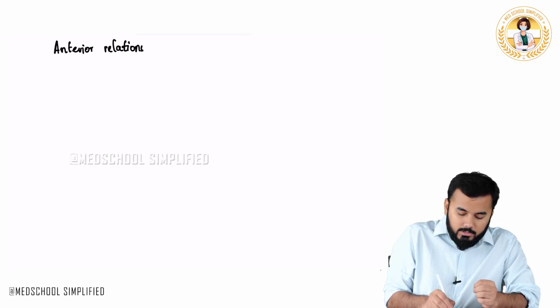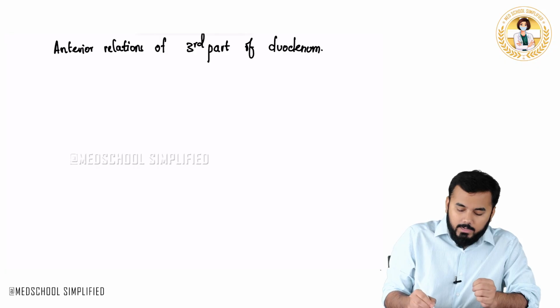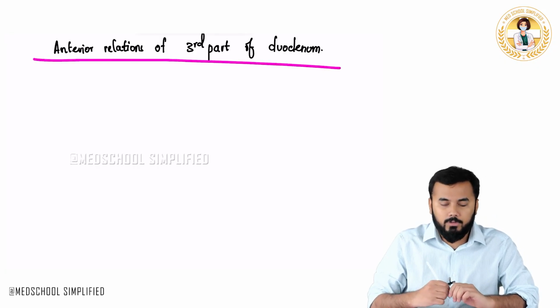Anterior relations of the third part of the duodenum. So what are the anterior relations of the third part of the duodenum?